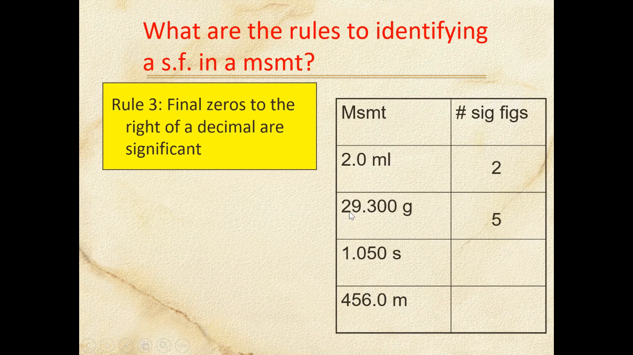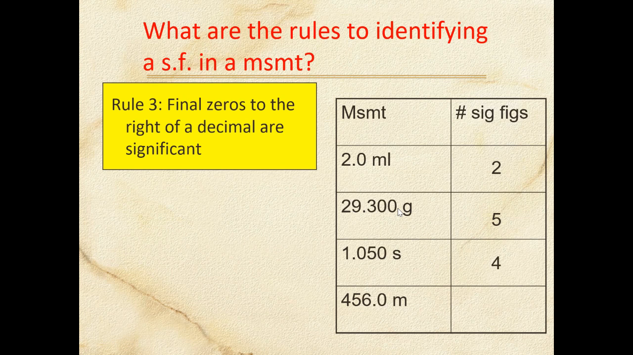This one right here, the 2, the 9, the 3, the 0, and the 0 has 5. That's because the final 0 to the right of the decimal is significant. Because of that, we can incorporate the other rule that zeros between 2 significant figures are also significant, so that makes both of these zeros significant figures.